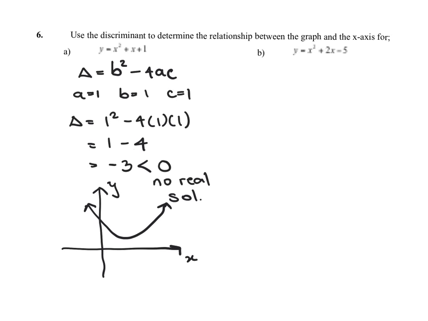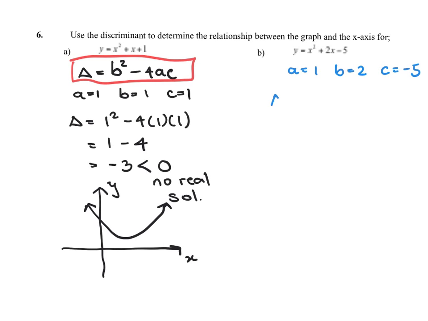So next one, let's have a look at part B. Okay, so the discriminant, which is here, I'm not going to rewrite it. But what we're going to do is find out what a is. a is equal to 1, b is equal to 2, and c is equal to negative 5. You don't have to do this all the time, a equal this, b equal that. I'm just doing it for the purpose of teaching.